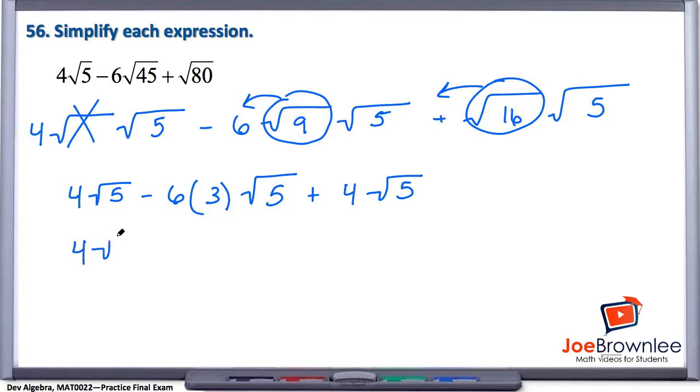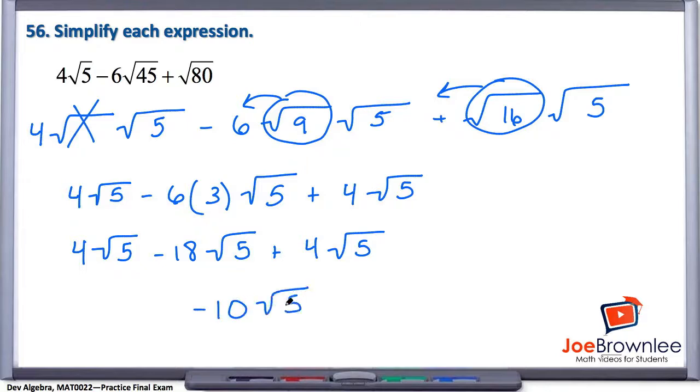All right, let's go ahead and clean this up a little. So we have 4 square root of 5 minus 18 square root of 5 plus 4 square root of 5. We want to see if we can combine like terms here. Remember, in order for a radical to be a like term with another radical, it has to have the exact same index. In this case, they're all 2's. And what's under the radical, the radicand, has to be identical. And in this case, all 3 are 5. So yep, these are all like terms. So we have 4 minus 18 is negative 14. Negative 14 plus 4 is negative 10. And so we end up with negative 10 radical 5 for 56.